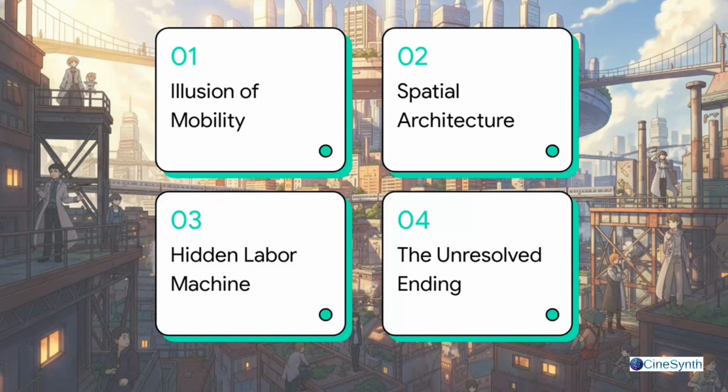So here's our blueprint for today. We're going to cover 4 key areas. First up, the illusion of mobility. Next, the architecture of spatial inequality. Then, we'll uncover the hidden labor machine. And finally, we'll break down the meaning of that completely unresolved ending.